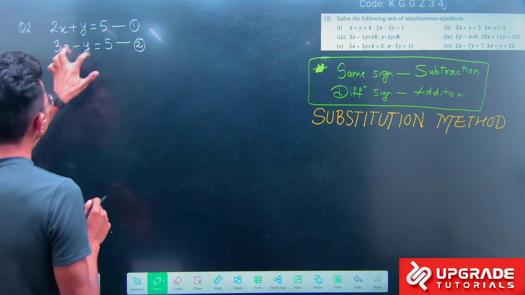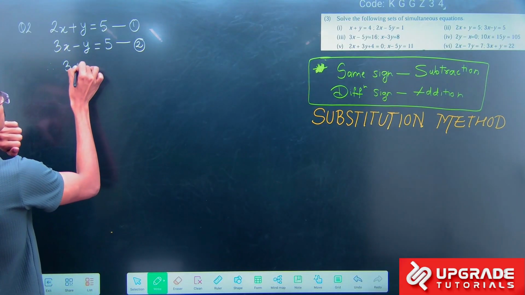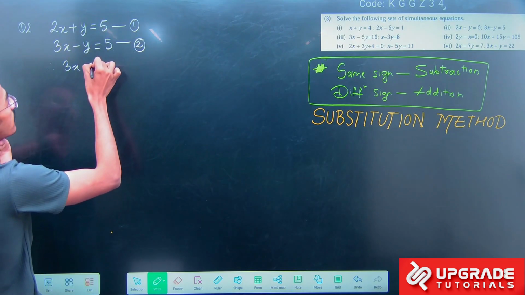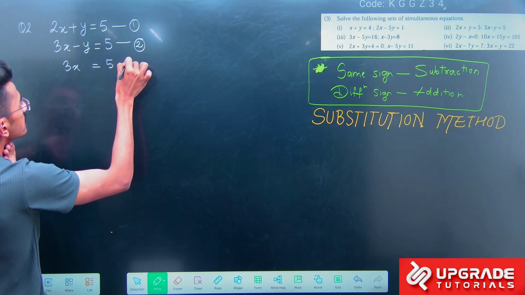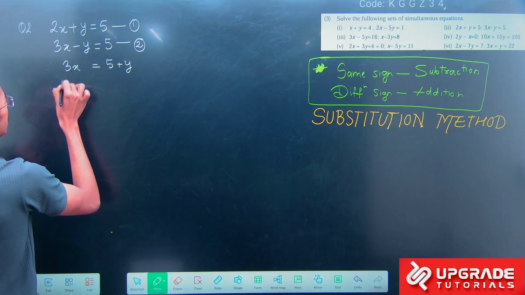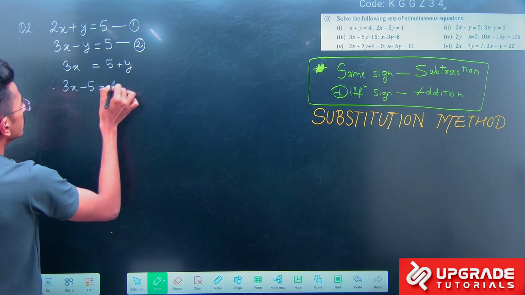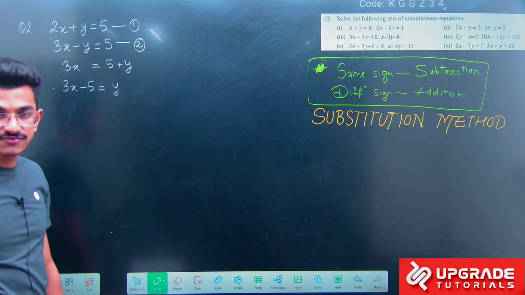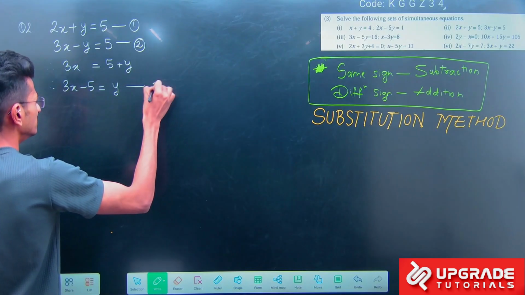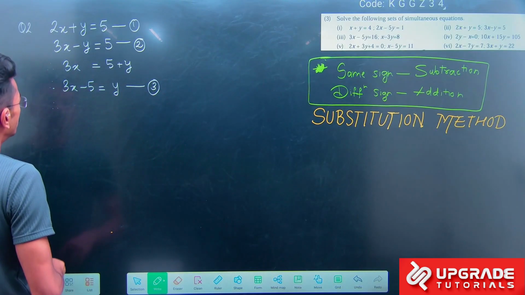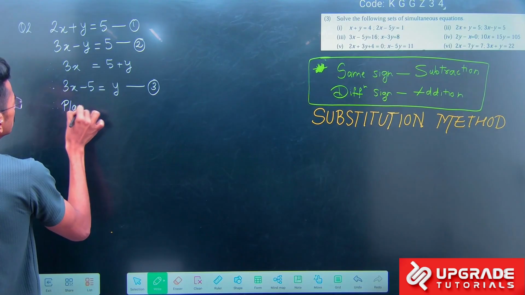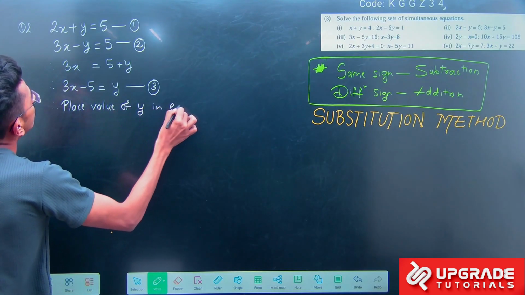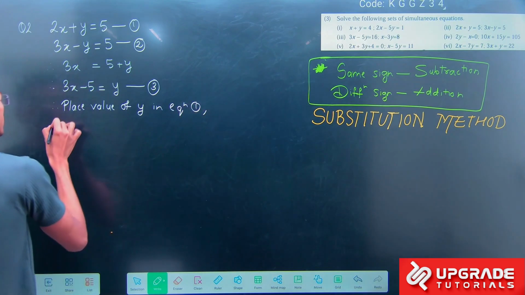I'll take equation number 2. So 3x minus y is equal to 5. This minus y will go towards the right-hand side and become plus y, right? And this 5 will come towards the left-hand side. So 3x minus 5 is equal to y. So we got the value of y is equal to 3x minus 5. So now I will give it equation number 3. Therefore, place the value of y in equation number 1.